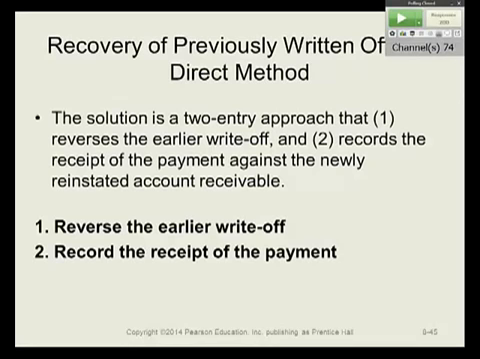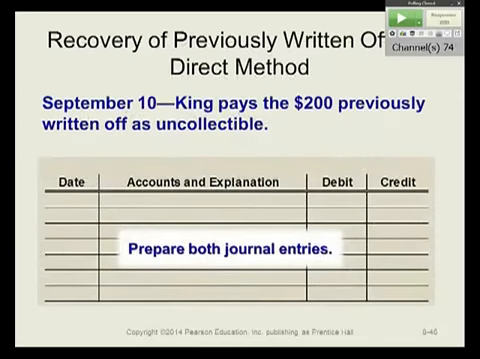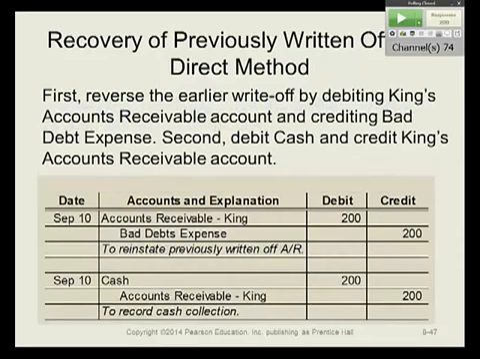So to recover, and again, this is pretty simple. Allowance method is much more complicated. Let's say he decides to pay you back that account in September. You reverse the write-off by debiting the accounts receivable. You put the accounts receivable back on the books, and you credit the bad debt expense. So by crediting the expense, it reduces the expense. Remember we said that these accounts have normal balances. Expenses have a normal balance of a debit, but you could obviously reduce it by a credit. That reinstates the account, it restores the credit rating, and it reverses the write-off.